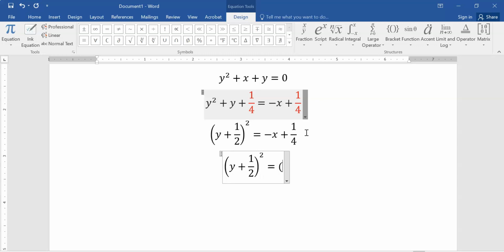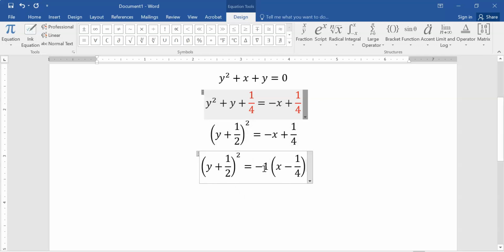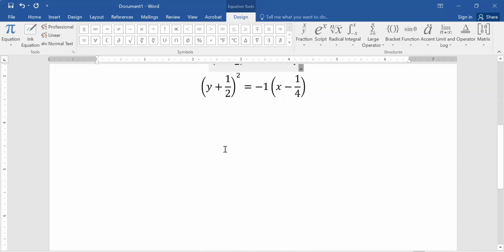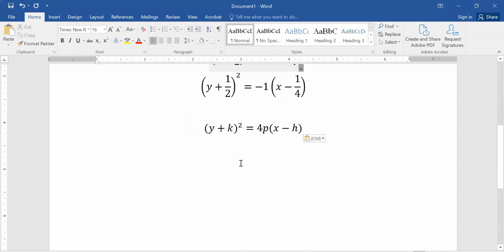Again, the left-hand side stays the same. On the right-hand side, if I want x plus or minus a number, I'm going to have to factor out a negative 1. If I factor out a negative 1, I get this as the standard form of a parabola. Now, again, here's my parabola: y plus k squared equals 4p times x minus h. Now I have that form.